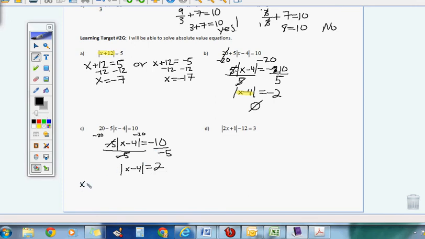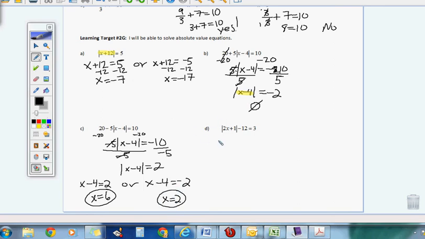So now I do my split. X minus 4, that thing inside, that binomial it's called, could be equal to 2. Or that binomial inside could be equal to -2. And then I add 4 to both sides, and that's how I'm getting 6 for one of my answers. I add 4 to both sides on that one, and that's how I'm getting 2 for the other answer.